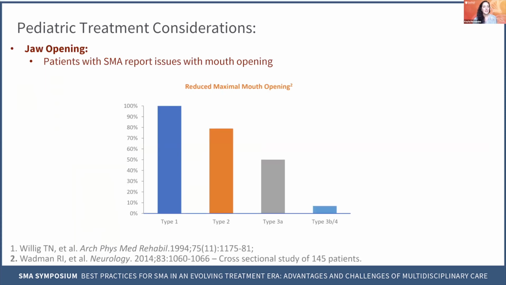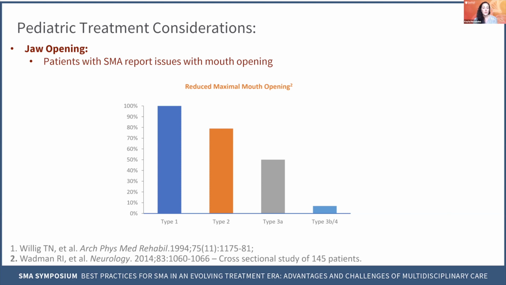Another thing we talked about yesterday were deficits in jaw opening. So patients with SMA do report issues with mouth opening, and we see on this chart that depending on the type of SMA, we are seeing some higher rates of reduced maximal mouth opening. So therefore, jaw opening could be part of a patient's treatment plan as well.